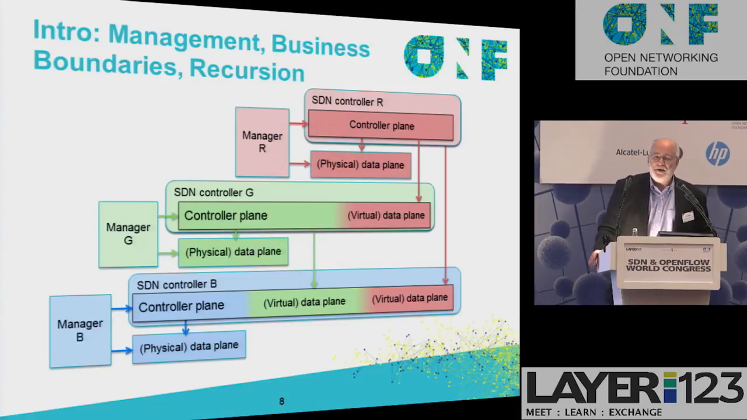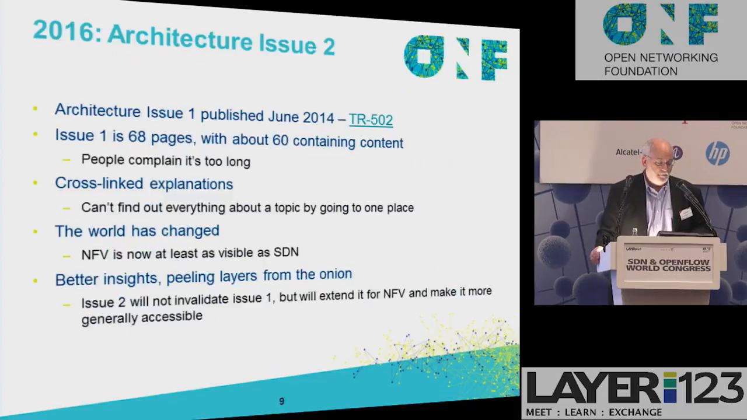So this is a very important example of how we can use recursion in SDN networks, where you have a number of different sets of SDN controllers, and they each use resources that are provided by the lower layer controller.